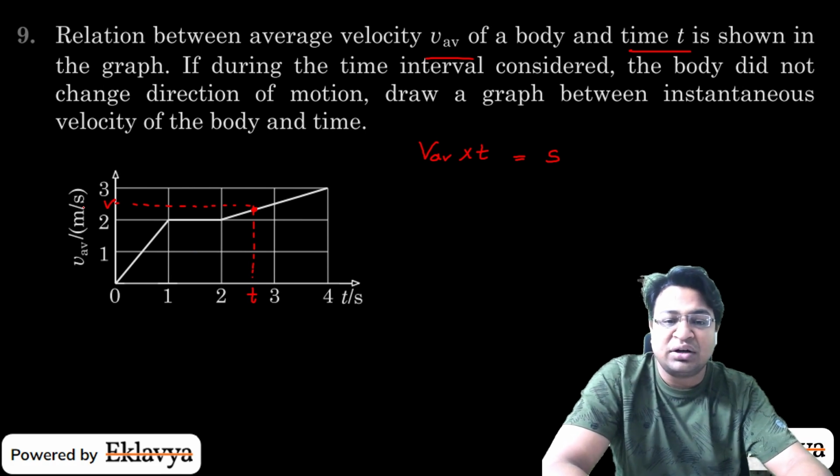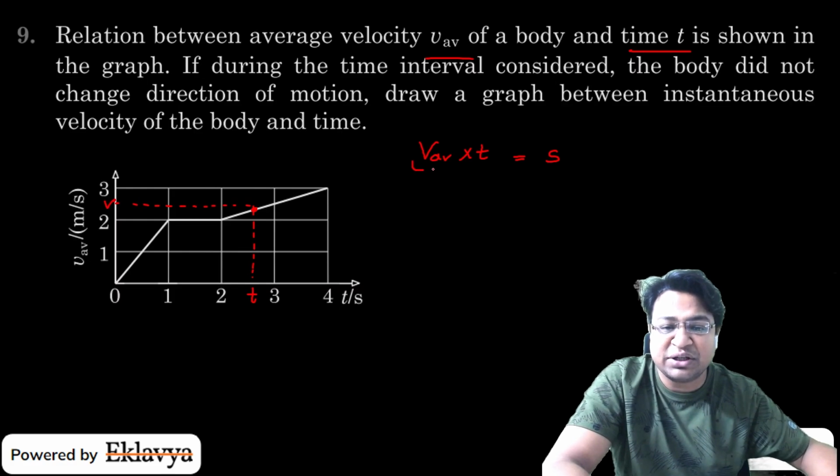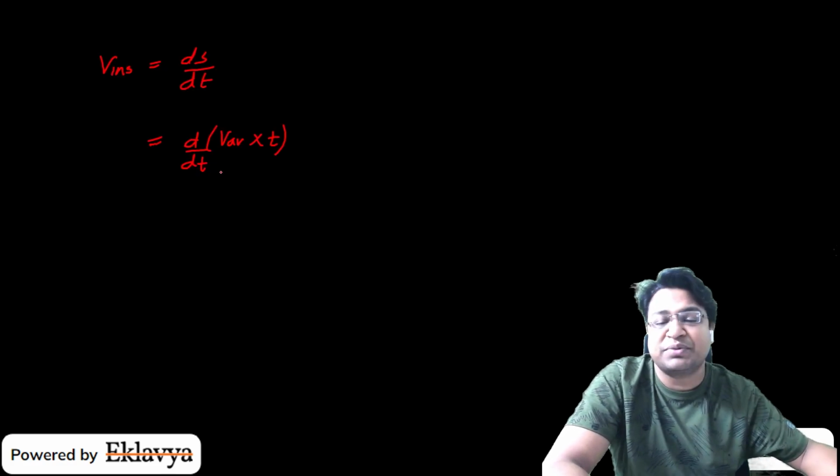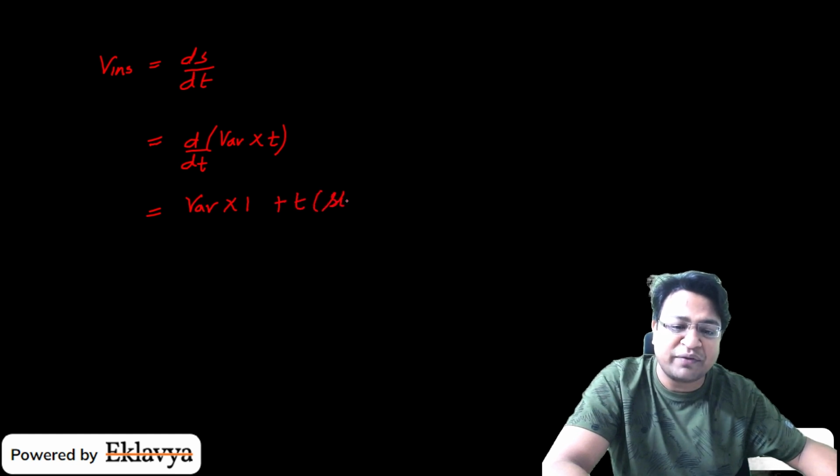Okay, so what we are getting here is displacement. This is displacement up to that second, up to t seconds. So if I differentiate it with respect to time, I will end up with the instantaneous velocity. So this will become V average into 1, that is the derivative of t, plus t times dV average by dt, that is the slope of the given graph. So understand this, guys. From the given information, we can write down the instantaneous velocity as V average plus t times the slope of this graph.